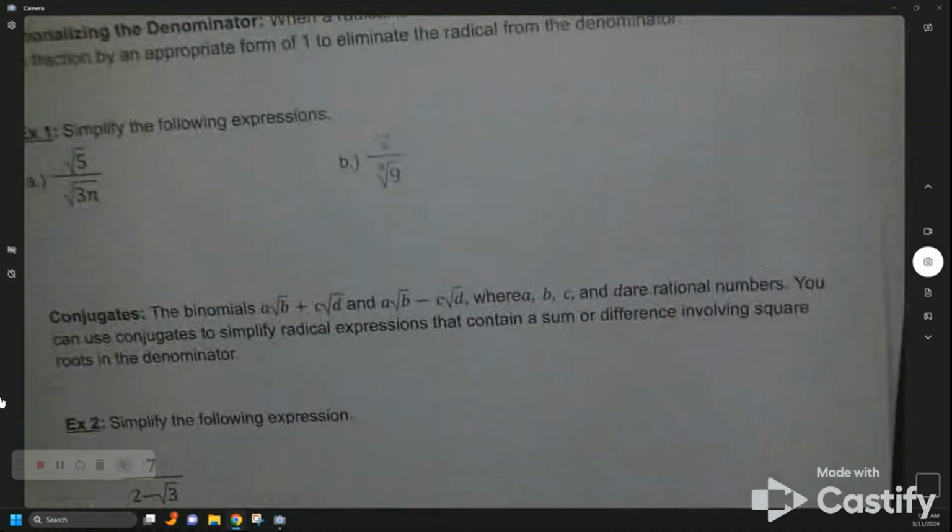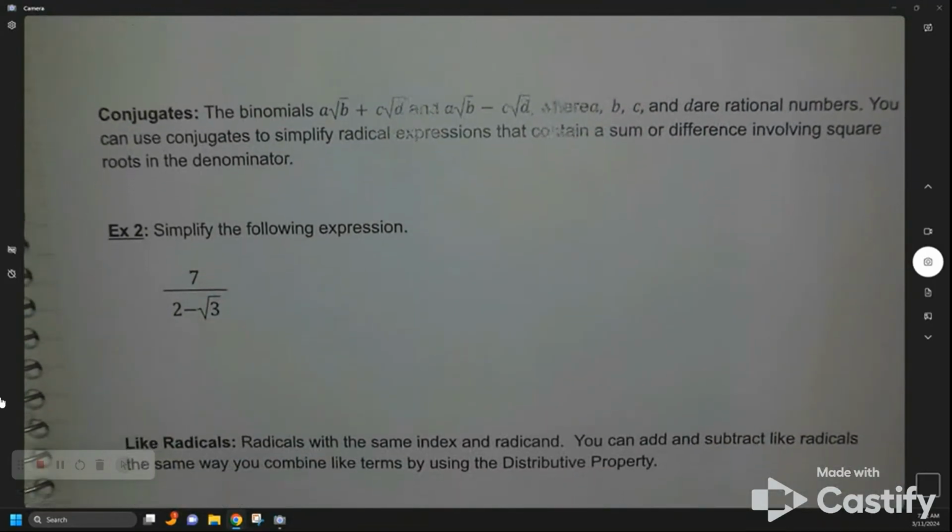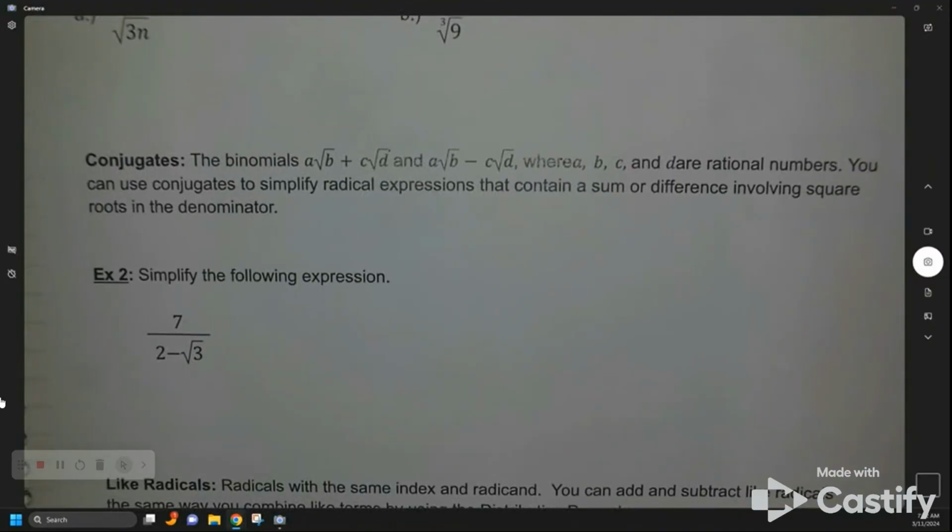Now for example 2, we're going to be talking about conjugates. So a conjugate, let's make sure we can see that. There we go. The conjugate is, we have the binomials a times the square root of b plus c times the square root of d, and the second binomial a times the square root of b minus c times the square root of d. So in these two binomials, a, b, and c are rational numbers, where rational means that we can make it into a fraction.